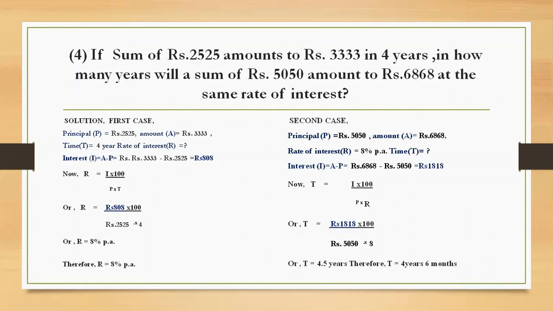4.5 years means we can write in words 4 years 6 months. 4.5 years will be correct, and 4 years 6 months also, because 0.5 means half year. Half year means 6 months. Are you clear, children, about this question? Yes, sir. Clear.